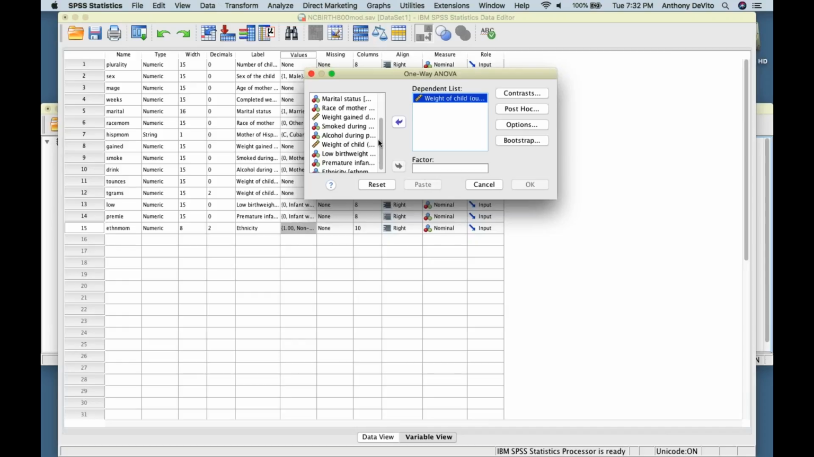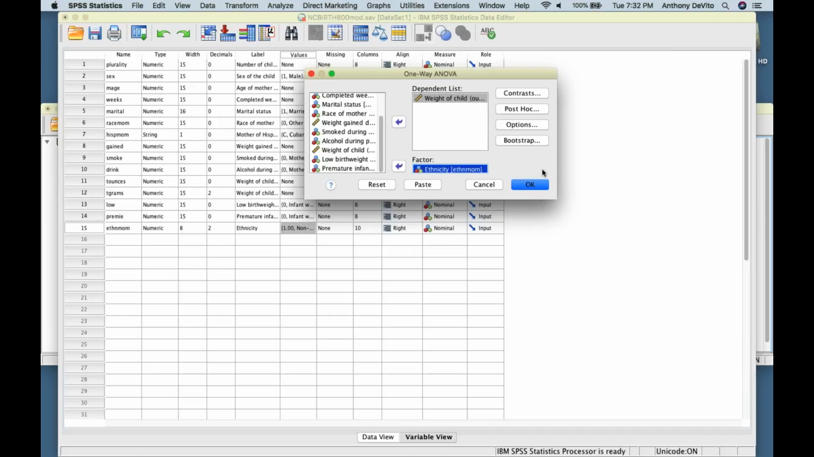And into the factors, I'm going to put the ethnicity of the mother, which has 4 groups. I'm going to say, okay, I'm going to go ahead and run this.